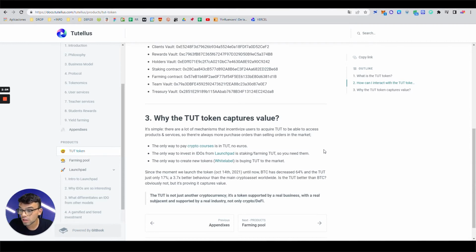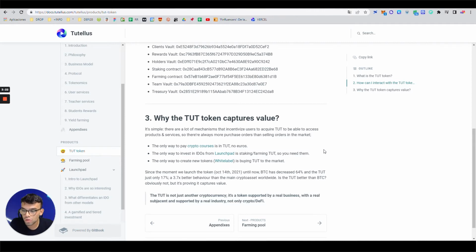Secondly, with the IDOs, as I just mentioned before, you have to have the TUTs. And the most important thing is that you have to stake them or you have to farm them. So it means it's not only that you have them in your wallet and in one day you can sell them and stop having them. You need to have these TUTs constantly and you need to lock them in order to participate in the constant IDOs that are going to be released. So it's a very good measure for knowing for sure that your holders are going to keep the TUT in the wallet.